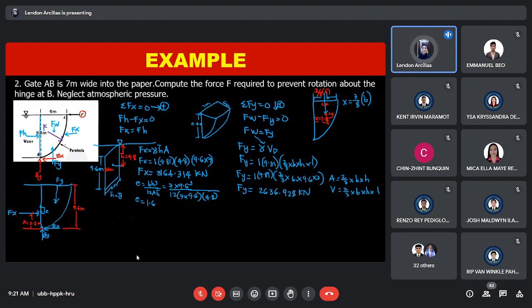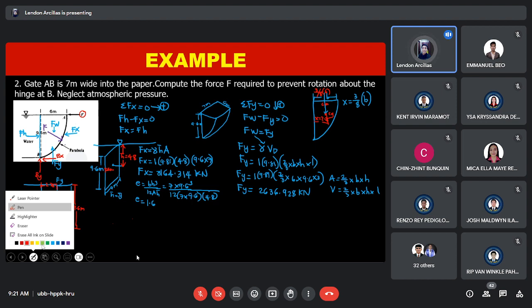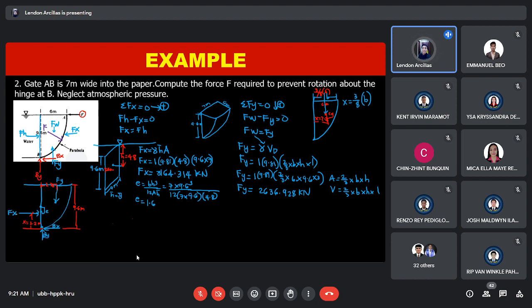9.6 divided by 2 minus 1.6. Ang F of y natin naman is 2.25 from B. Okay. So let's draw the reaction or ang rotation niya. Ang rotation niya, F of x sa B is counterclockwise. Ang F of y naman natin sa B is counterclockwise.